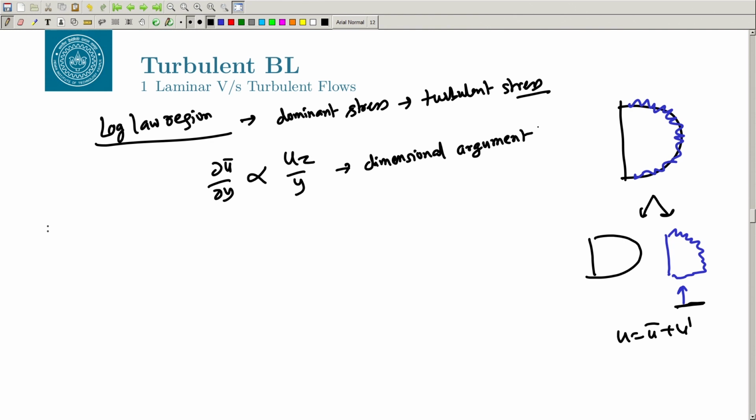Then we can use a proportionality constant: d u bar by dy is equal to 1 by kappa, u tau by y. This kappa is called the von Karman constant. Karman was a student of Prandtl, who made key contributions in understanding the boundary layer.